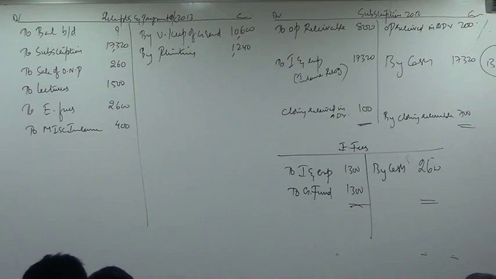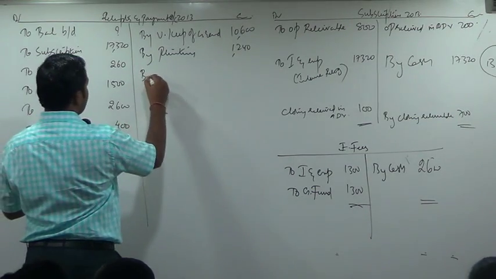Next, salaries 11,000 expense. See the additional information given to you. Balance sheet also you see. Nothing has been given relating to salaries, so we'll assume whatever is shown as expense is the payment also by salaries. How much?